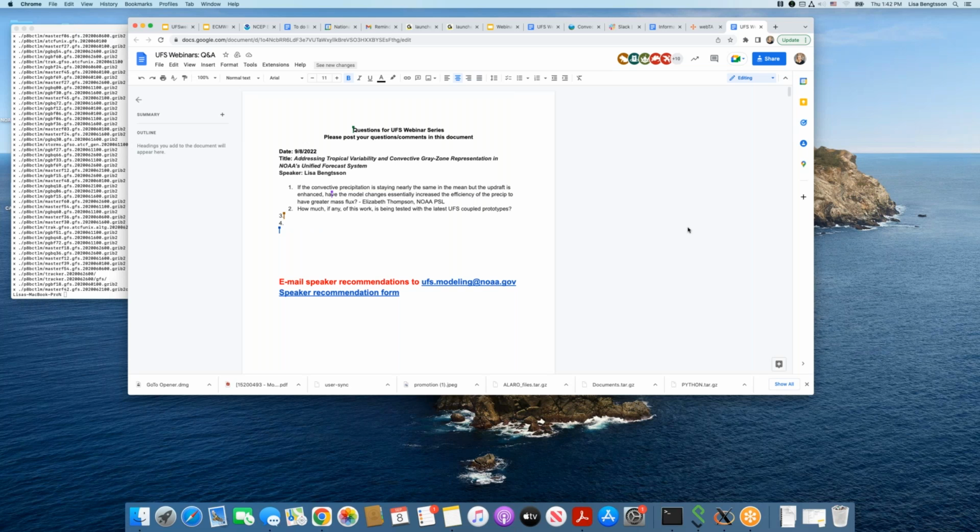So again, the next question is, how much, if any, of this work is being tested with the latest UFS coupled prototypes? This last piece that I was talking about with the prognostic area fraction, we are now testing with the prototype 8 physics. I didn't show any of those results because we just started that work. So far, I've only done atmosphere-only simulations, but once I have some satisfactory results in prototype 8 atmosphere only, I'll move on to the coupled prototype 8.